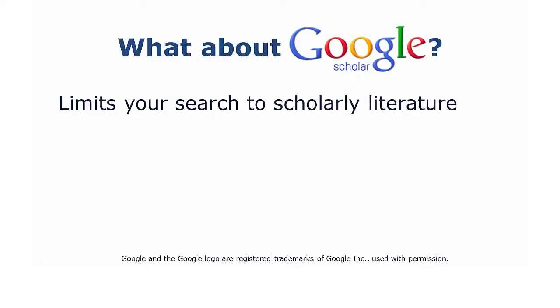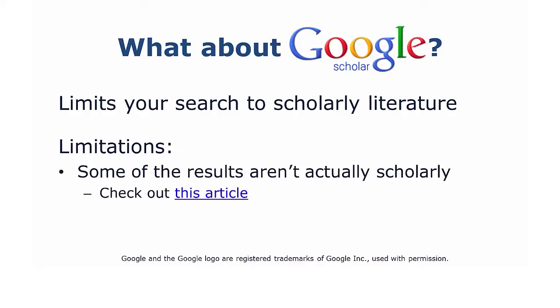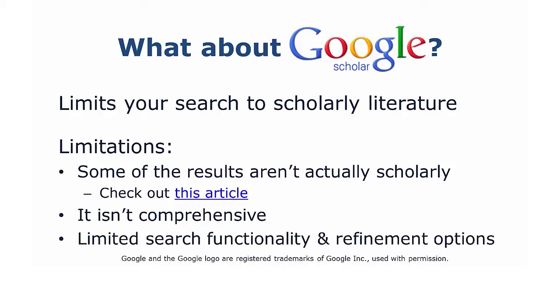Google Scholar limits your search to scholarly literature. However, there are limitations. Some of the results aren't actually scholarly. Check out this article for an example of one that looks scholarly at first glance but isn't a good source upon further inspection. It isn't comprehensive. Some publishers don't make their content available to Google Scholar. And there is limited search functionality and refinement options.